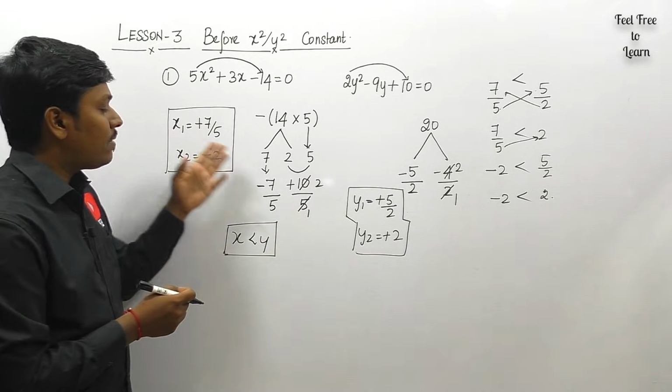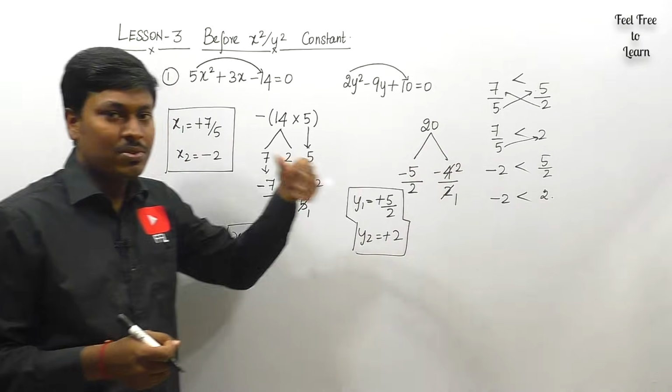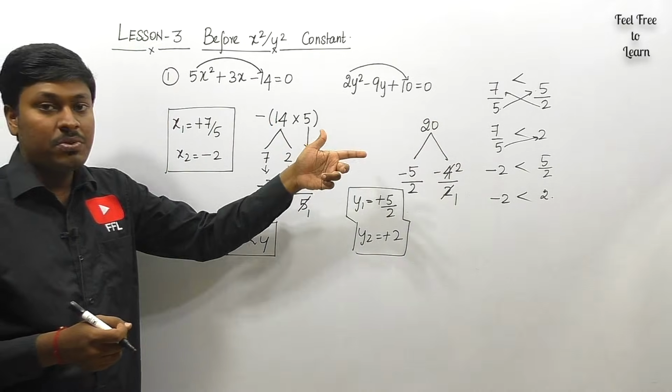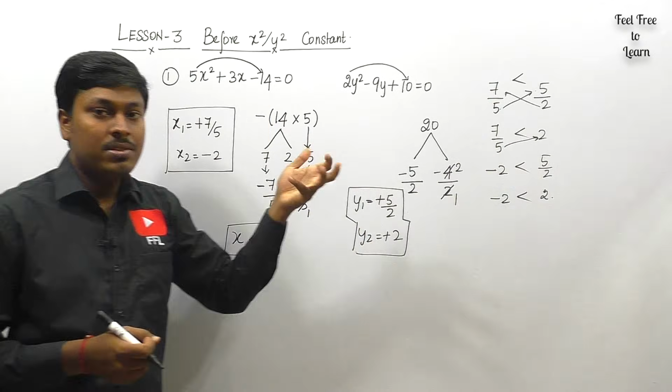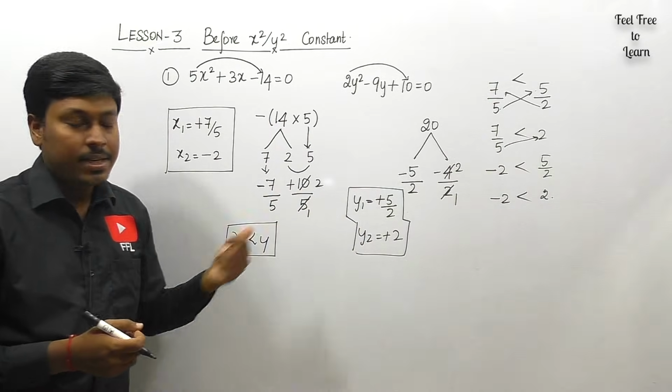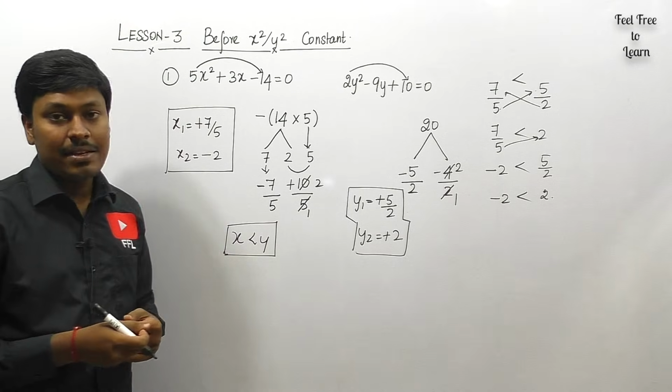And after finding the values of x and y, you need to compare them. Some students used to divide the values, so don't do that. 7 by 5, 5 by 2. Just cross multiply it. 7 into 2 will be 14, 5 into 5 will be 25. So 14, 25, 25 will be greater, right? So finally we got the answer for question number 1, that is x less than y.